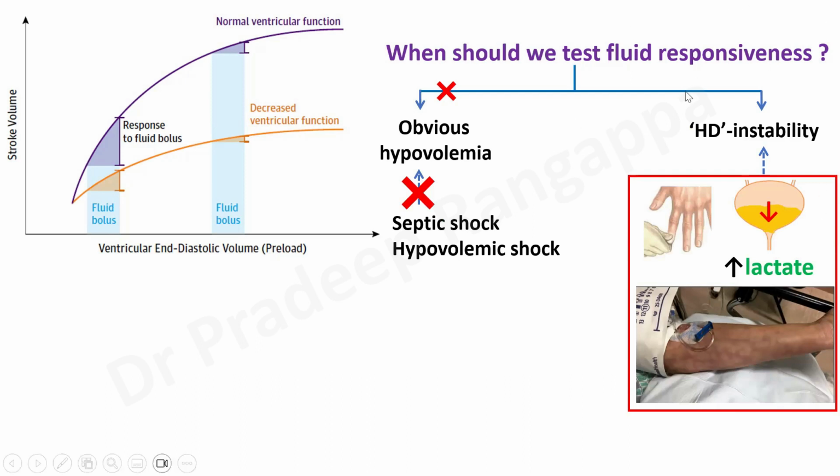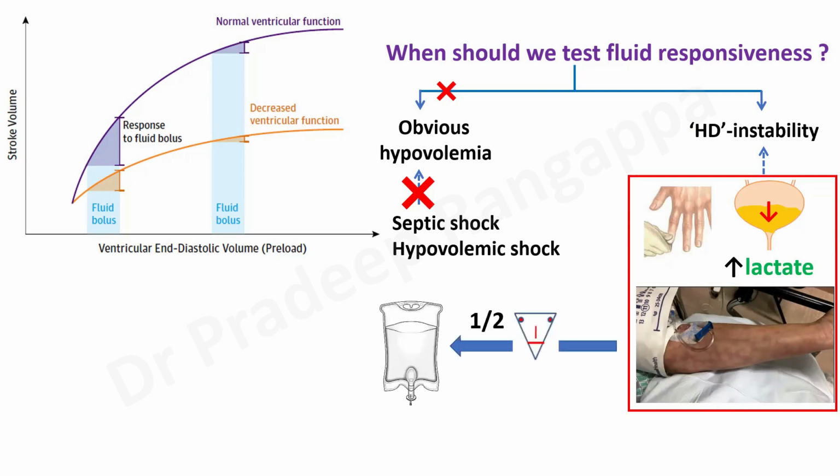But after having done this initial resuscitation, the patient continues to be hemodynamically unstable, where capillary perfusion is not established, urine output is still not resumed, there is worsening lactate, or there is mottling. So this is a subset of patients where one needs to assess fluid responsiveness.